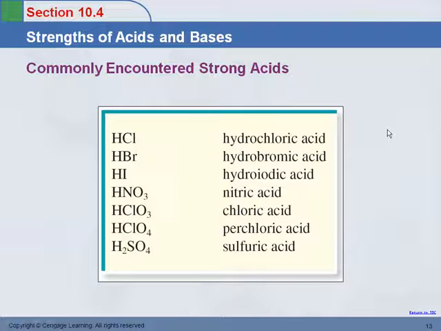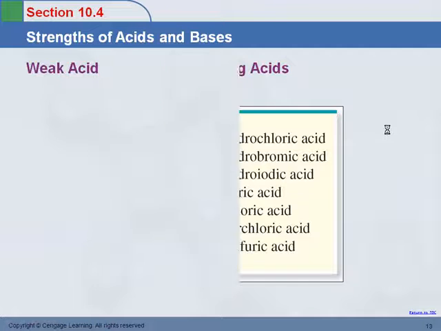Commonly encountered strong acids, and yes, you do need to memorize these so that you can easily identify them on a test without having to look them up. There are 7 of them. Just make up some flashcards. You need to be able to recognize the formulas. You don't actually have to know the names, but if I ask whether HCl is a strong acid or not, you need to be able to tell me, oh yeah, it is, because I memorized that.